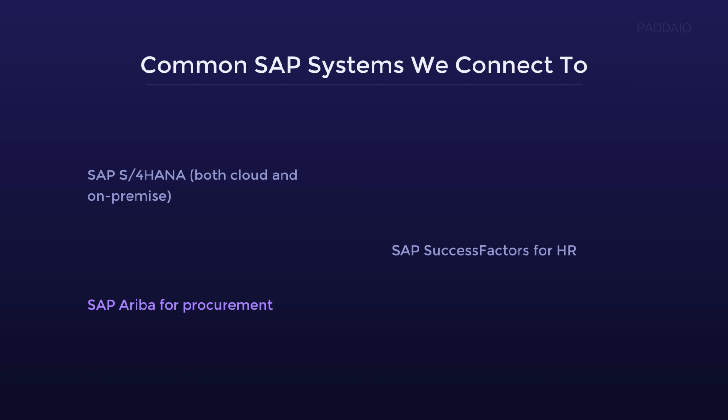SAP Ariba for procurement. This is a cloud-based system for managing a company's purchasing and supplier relationships. For example, a manufacturing firm uses it to automate ordering raw materials from approved vendors, ensuring compliance and speed. Connecting BTP here enhances data flow and process automation across your procurement operations.